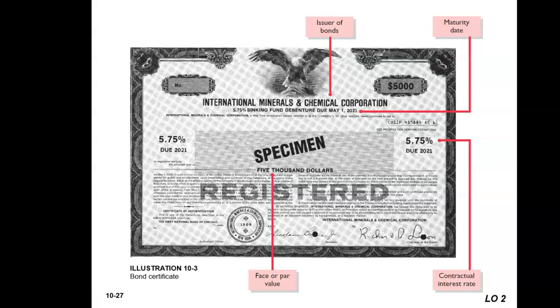So here we have a sample of a bond. This bond has a principal or face value of $5,000. The interest rate is 5.75%. It shows the actual bond's issuer. It has a maturity date of May 1st, 2021. And 5.75% is the contractual interest rate. The bond has a face or par value, which is also the same as the principal value, in the amount of $5,000. Here it was issued by the International Minerals and Chemical Corporation. So if you bought this bond, you received the $5,000 plus interest each year from this company over a 5 year period. Okay?